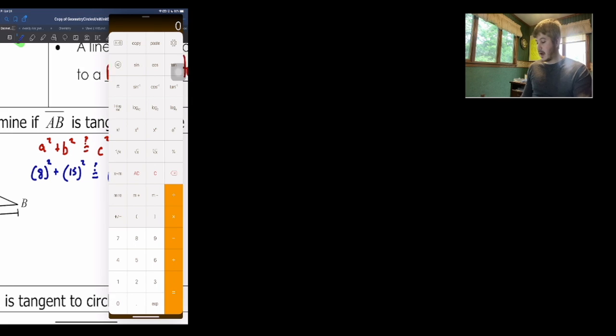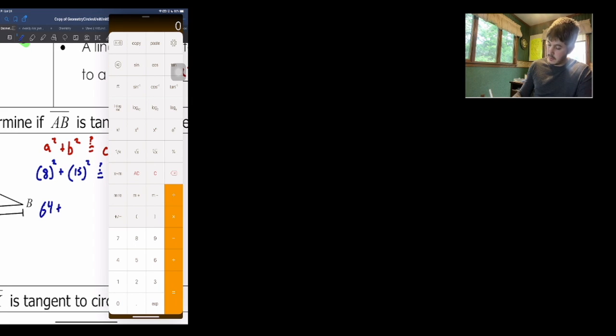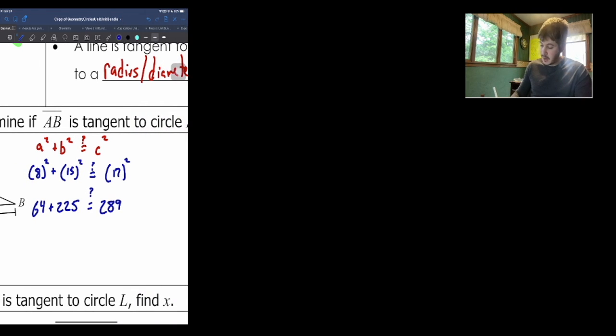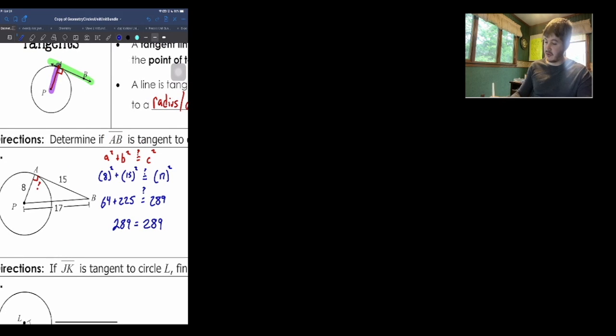So I got my calculator out. I know 8 squared and 15 squared are 64 and 225. 17 squared I don't know off the top of my head, so I'll use my calculator to figure that one out. I get 289. And then I'm asking, is 64 plus 225 the same as 289? And I can see just from looking at it that yes, they are in fact equal to each other. So we get 289 is equal to 289. So now I don't need that question mark anymore. I know for sure that Pythagorean theorem works, and yes, that this is tangent.